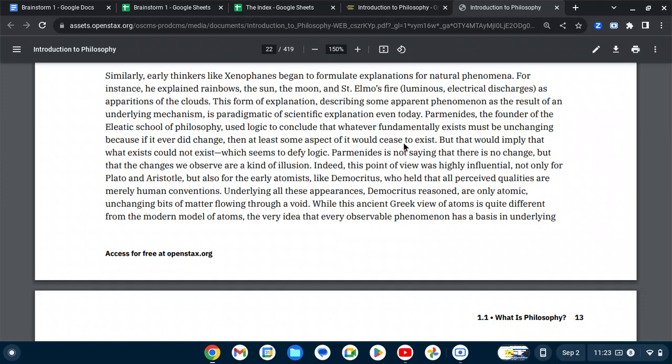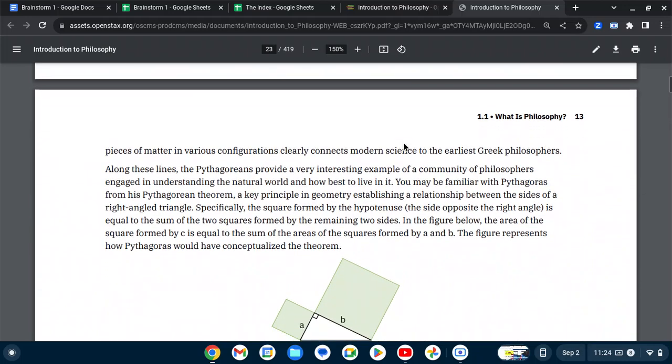Indeed, this point of view was highly influential, not only for Plato and Aristotle, but also for the early atomists like Democritus, who held that all perceived qualities are merely human conventions. Underlying all these appearances, Democritus reasons, are only atomic, unchanging bits of matter flowing through the void. While this ancient Greek view of atoms is quite different from the modern model of atoms, the very idea that every observable phenomenon has a basis in underlying pieces of matter in various configurations clearly connects modern science to the earliest Greek philosophers.